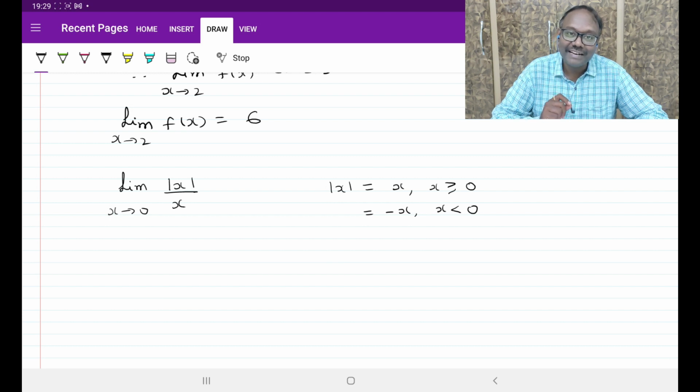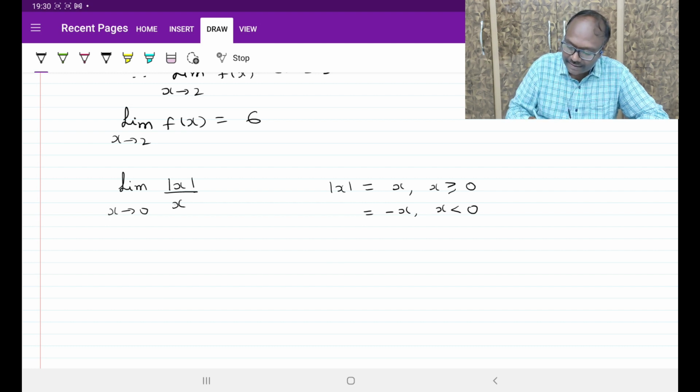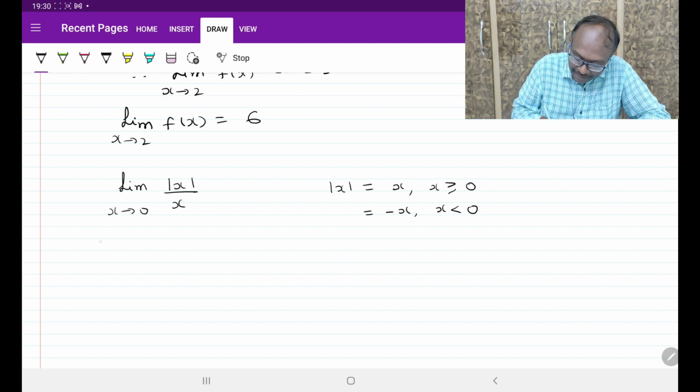Therefore, we should find left hand limit and right hand limit. So this is the thumb rule. Whenever the definition is changing at a point where you are finding out the limit, if that number where definition is changing is the tending value, then you have to find left hand limit and right hand limit. So in this case, since the modulus function is changing the definition at 0, we have to find the left hand limit and right hand limit. So let us find the left hand limit and right hand limit.